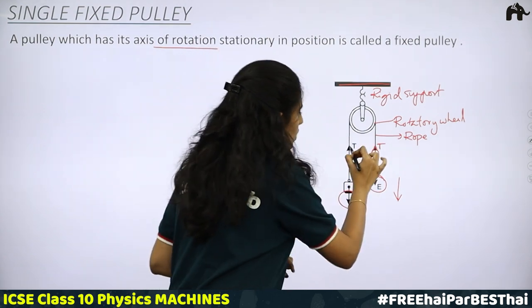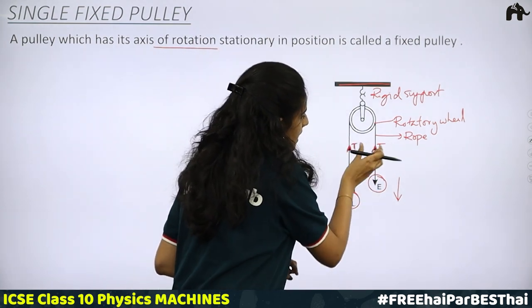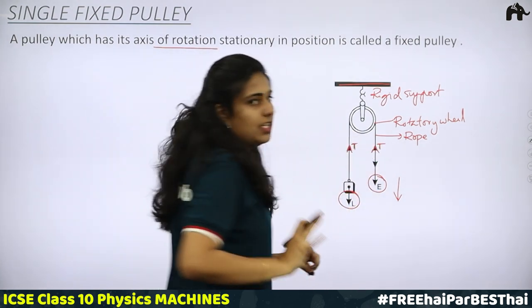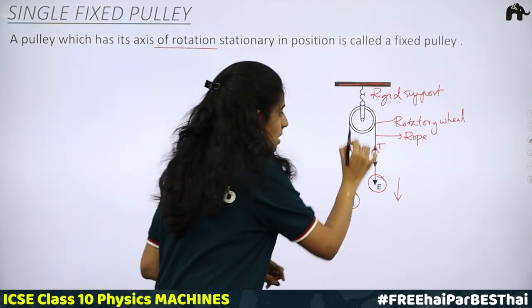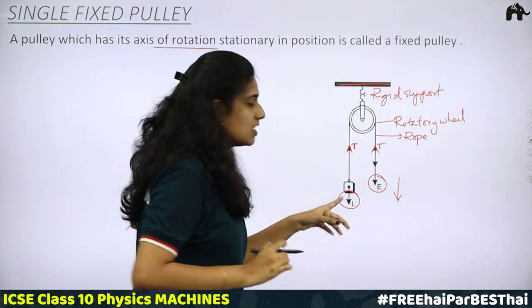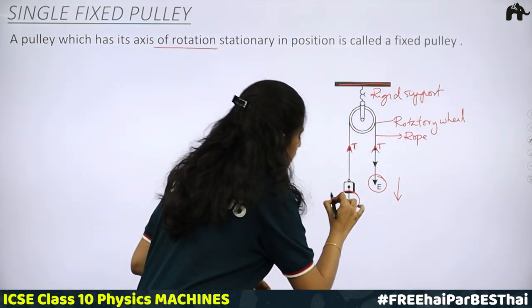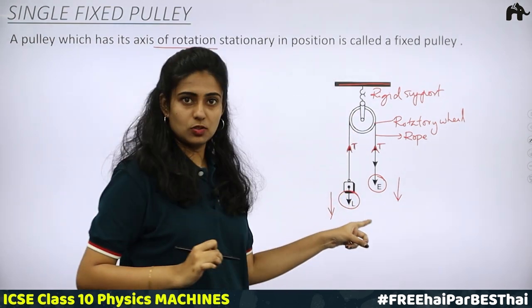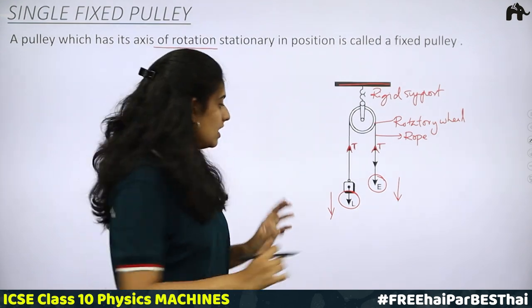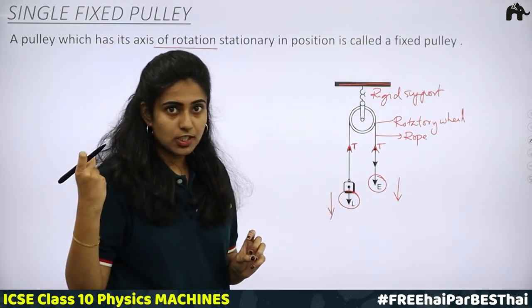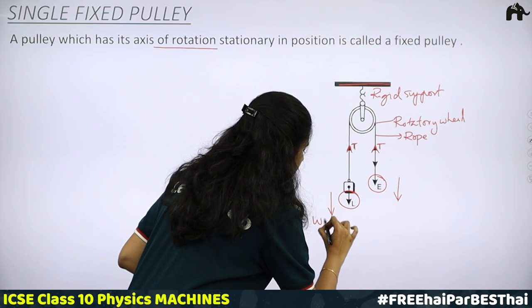This is equally distributed here. The same tension will be in this end of the rope. Tension is in the upward direction, and the load should move in the upward direction. Here, the force of gravity is acting on the load, the weight of the load. Load is actually the weight of the body. Weight is acting downwards.